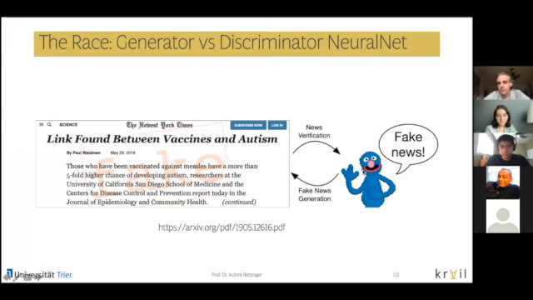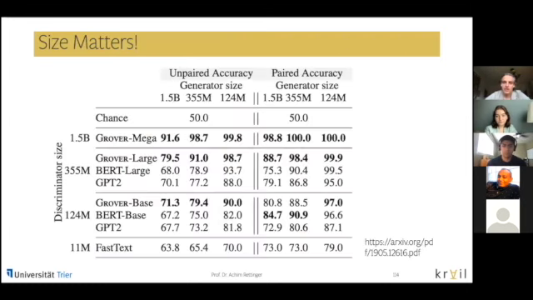So you basically have two models. One is the generator and the other one is the discriminator. And what they show in this paper is that it's kind of a race, right? If you improve your generator, you have to improve your discriminator. And if your generator is a larger model that was trained on more data, it is hard for the discriminator to classify this. So just a few numbers, but the basic message here is that the larger the generator, the worse the discriminator, and the larger or the more training the discriminator has, the better it is at detecting neural fake news.